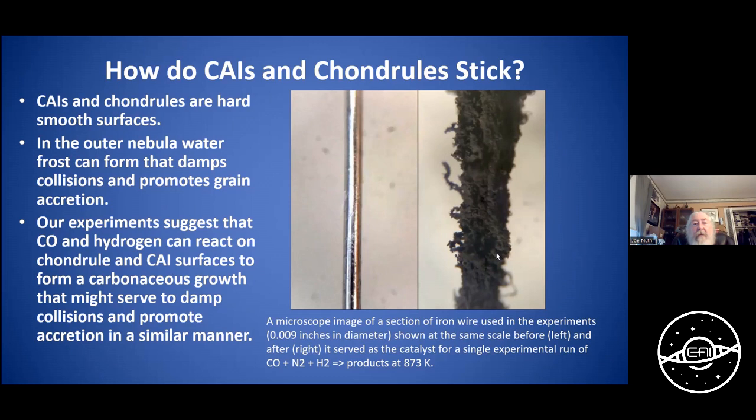We hypothesize that this is one possible way that if these grow on surfaces of hard silicate materials, they enhance the sticking coefficient. So it's one of the ways that you could potentially grow larger bodies that just don't bounce, the grains don't bounce off one another. They actually start to accrete fluffier outer materials.